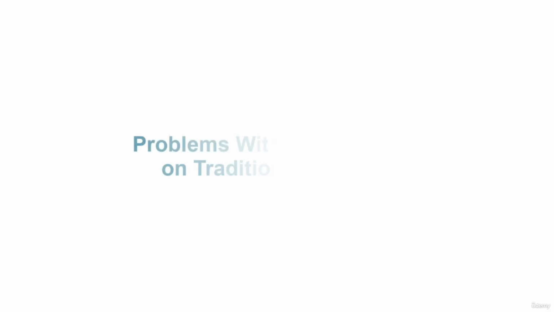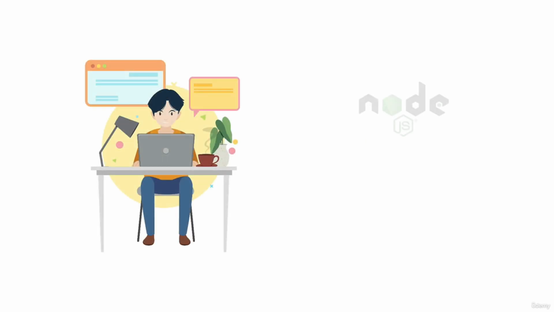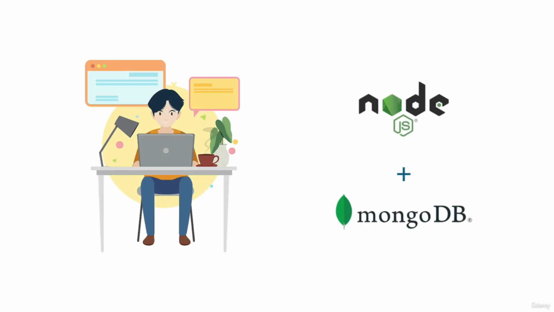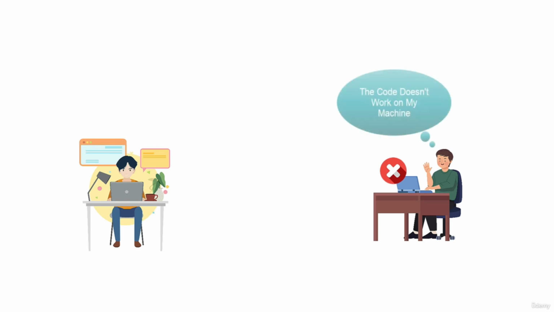Now let's look at the problems associated with deploying applications on a traditional machine. Let me illustrate it with a story that many of us can relate to. Imagine you are a developer working on a project that uses Node.js and MongoDB. You have been working hard on a new feature and it's finally ready for testing. You send it to your colleague Adam, who is a QA engineer at the same company. Adam runs the code on his machine, but it doesn't work. He comes back to inform you that the code you shipped is not working on his machine.